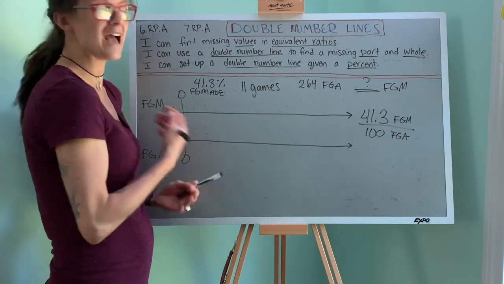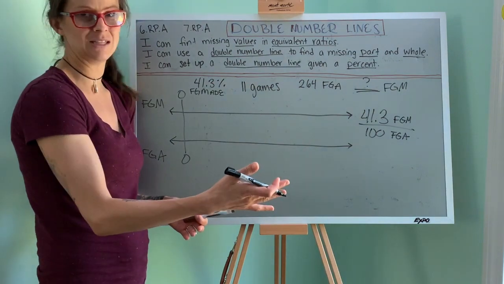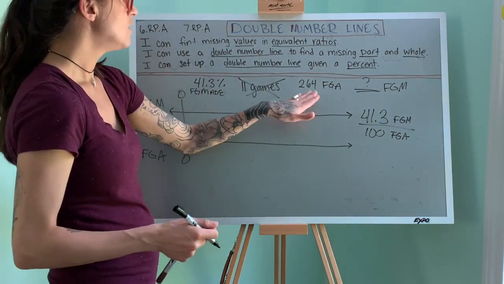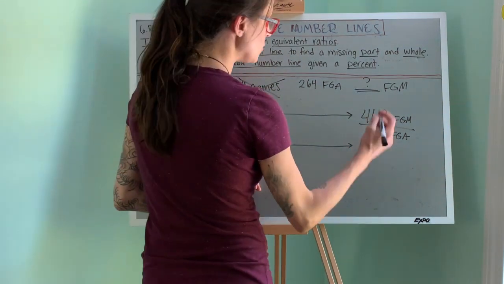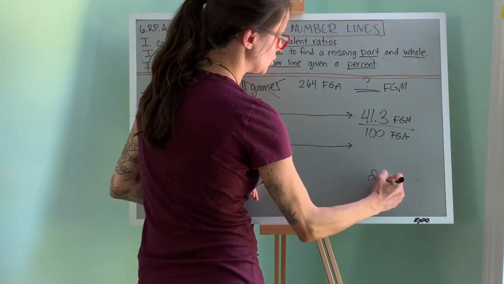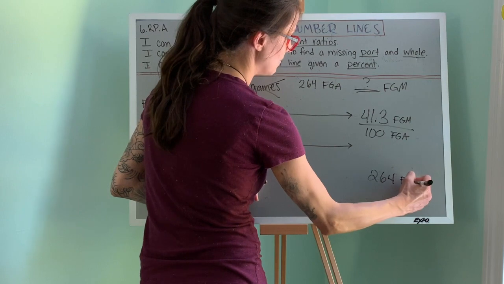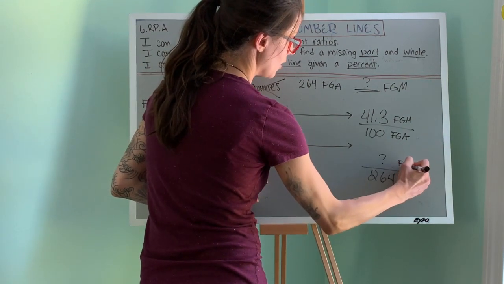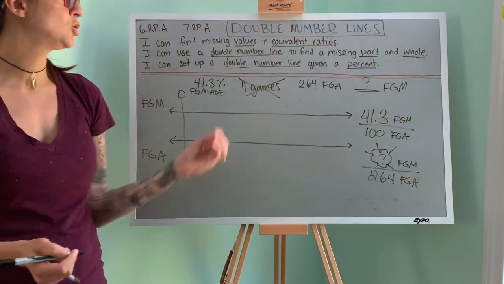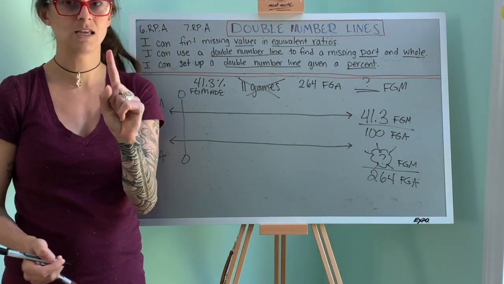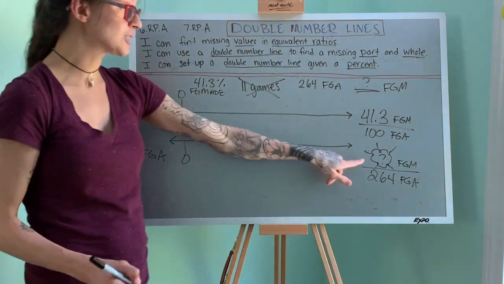11 games. I don't see any other value in this problem relating to games. 264 field goal attempts. Okay, so I also have another ratio. Out of 264 field goal attempts, he made a certain number of field goals, and this is what I'm looking for. So I have two ratios, one with a missing piece of information, and that's the part.